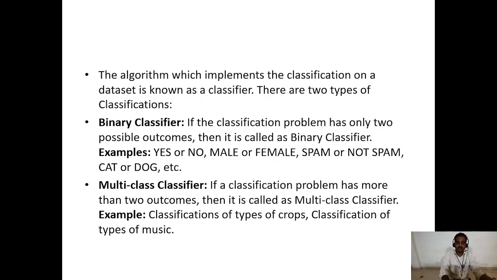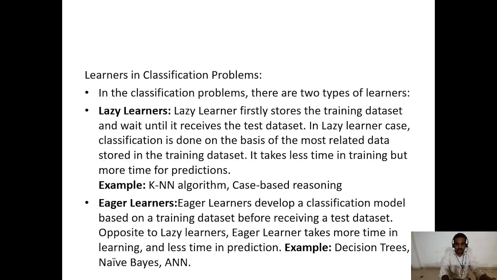There are two types of classification. One is binary classifier, the second one is multi-class classifier. So what is a binary classifier? If the classification problem has only two possible outcomes, then it is called a binary classifier. Examples: yes or no, male or female, spam or not spam, cat or dog. If the classification problem has more than two outcomes, then it is called a multi-class classifier. Examples are classification of types of crops, classification of types of music. These are the examples of the multi-class classifier.